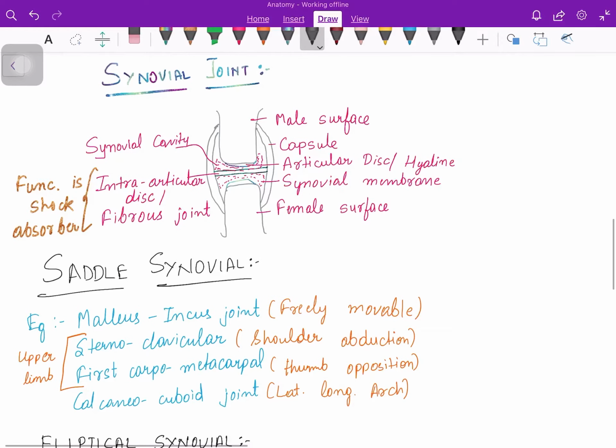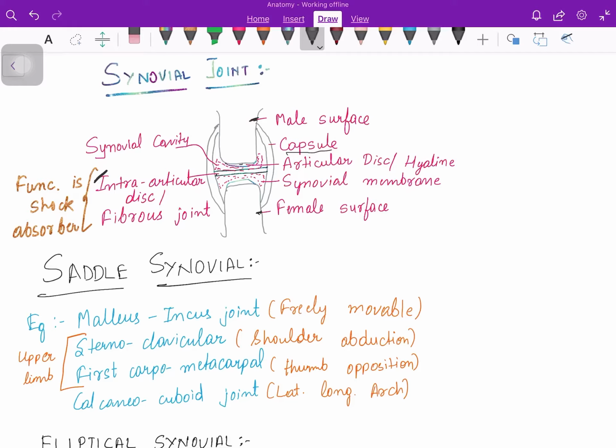What is the synovial joint? Let us see the structure first. This is the male surface, this is the female surface. Both surfaces are joined with a capsule. Then in between both surfaces there is a plain disc-like structure, that is the intra-articular disc or fibrous cartilage. And here is the space, the synovial membrane. Here is the articular disc or hyaline cartilage.